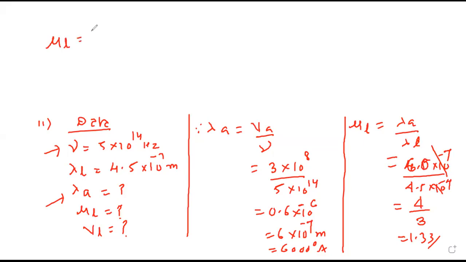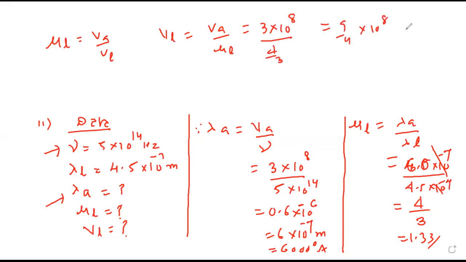Mu in liquid is V in air upon V in liquid. So V in liquid is V in air upon mu in liquid. So 3 into 10 raised to 8 upon 4 by 3. 9 by 4 into 10 raised to 8. That means 2.25 into 10 raised to 8 meter per second.